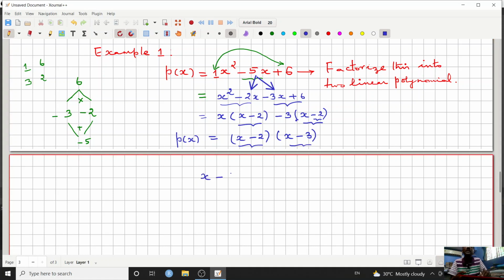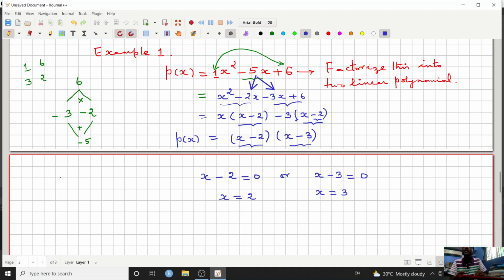So one polynomial is x minus 2, the other polynomial is x minus 3, and we know the zero of a linear polynomial. What is the 0 of x minus 2? When this becomes 0. So for the polynomial to be 0, one thing is x minus 2 should be 0 or x minus 3 should be 0. The x minus 2 is 0 only when x is equal to 2, and x minus 3 is 0 only when x is equal to 3.